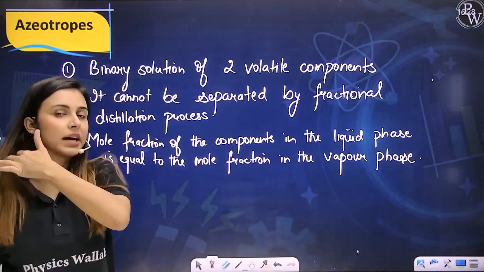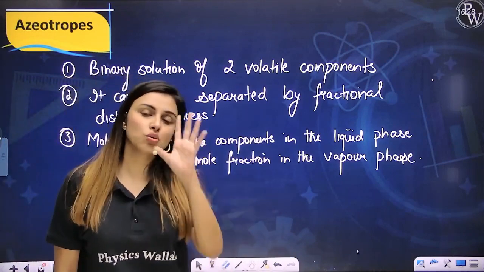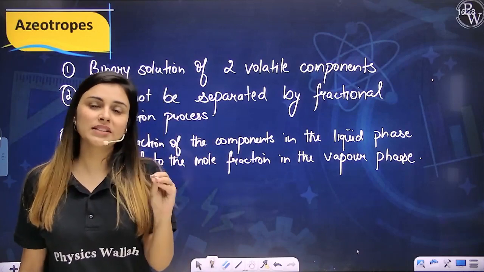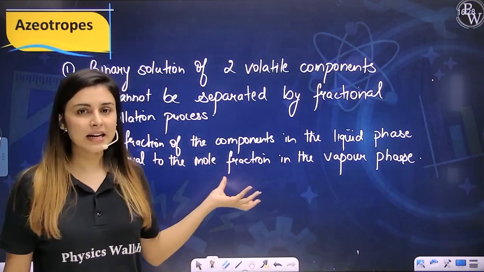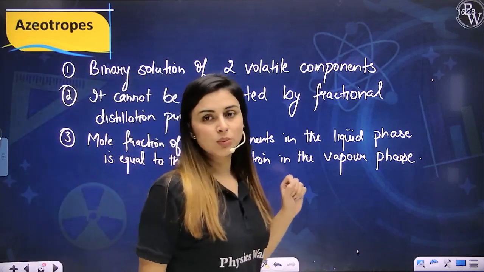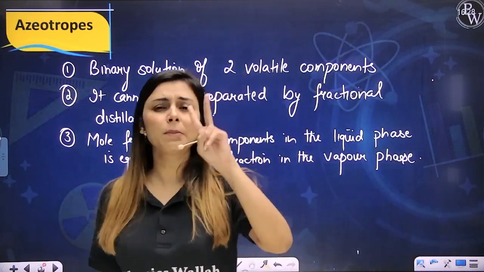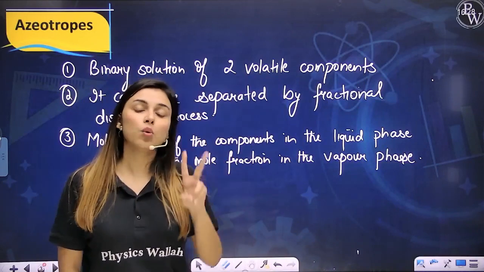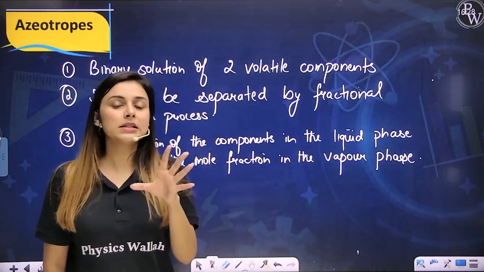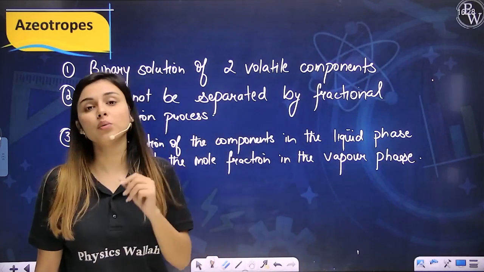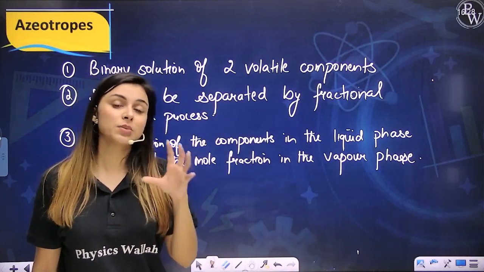You need not memorize all the azeotropes, my dear students. You only need to understand a few examples. I'll give you the examples of azeotropes as well. And also, my dear students, you can actually differentiate the azeotropes in majorly two parts. And what are those two parts? One is the minimum boiling azeotrope and one is the maximum boiling azeotrope. Now we'll be understanding the difference between the two.